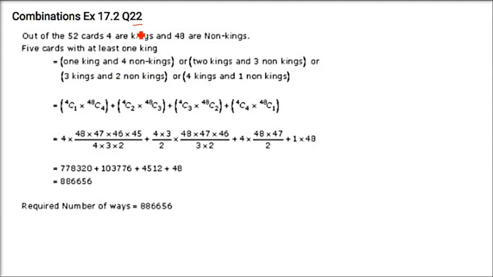Determine the number of 5 card combinations out of a deck of 52 cards if at least one of the 5 cards has to be a king. In this, first you have to understand cards also. If there are 52 cards, there are 4 types of cards in this 52. We have to take 5 cards out of these 52 cards. And the question is, at least one of the 5 cards has to be a king.